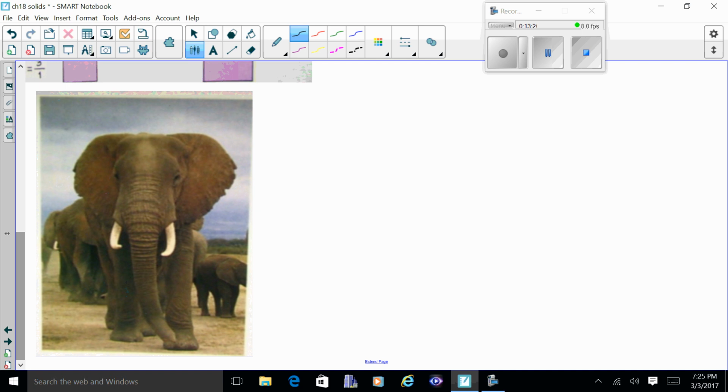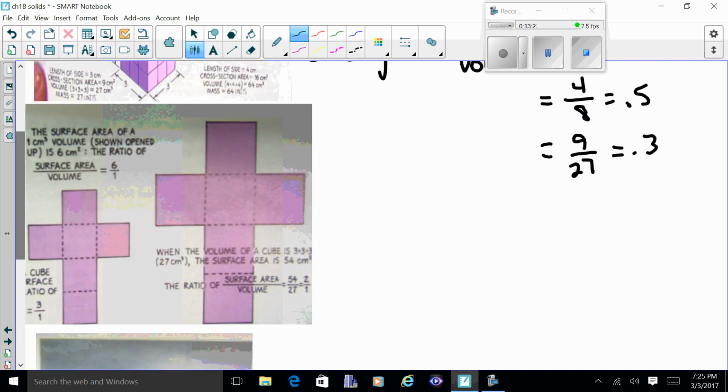All right, so as long as you've got surface area to volume ratio, we'll do the labs as soon as we get to class, and just make sure you got all these notes down, and I'll check in when we get to class.